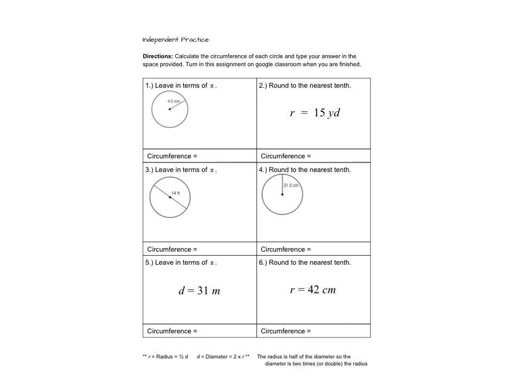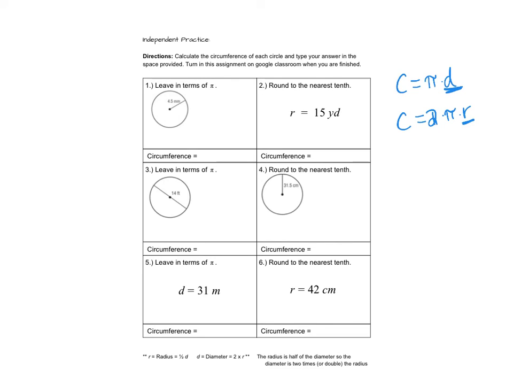I would like you to please work on this independent practice. You're finding the circumference for all of them. The directions will tell you if you're leaving it in terms of pi or rounding to the nearest tenth. Remember that you're using either C is equal to pi times d or C is equal to 2 times pi times r. If you're given the diameter, use this formula. If you're given the radius, use this formula.